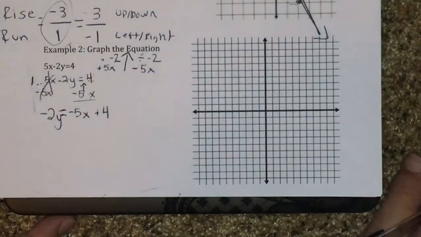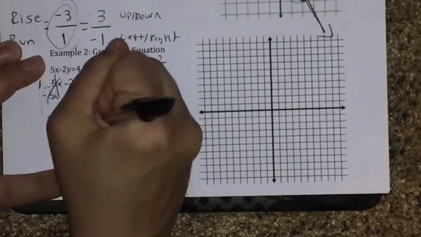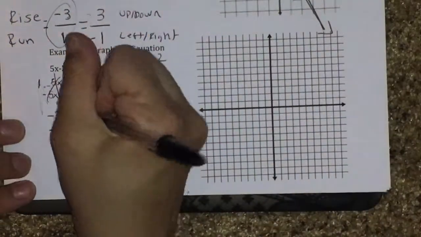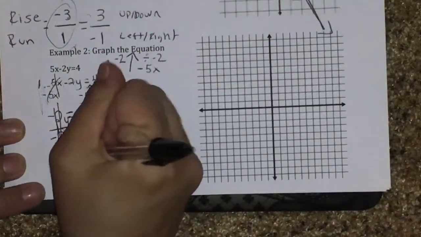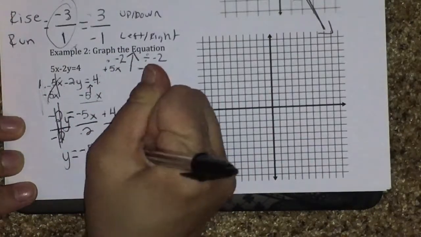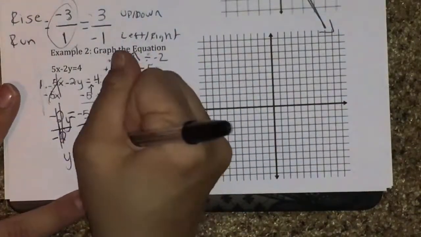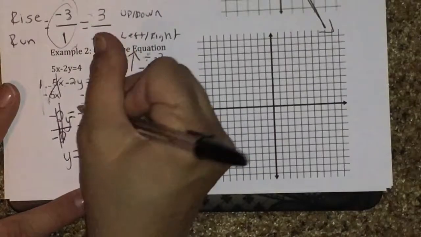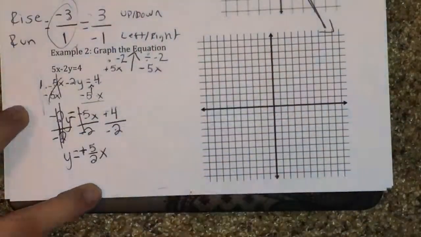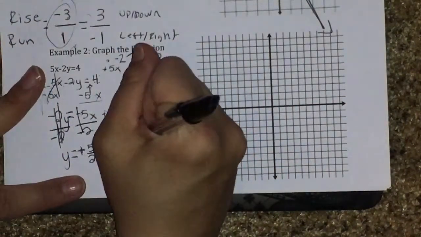Then from here, instead of multiplying by -2, I need to divide every single thing by -2. This cancels, and we get y is equal to -5 halves x. Actually, this becomes a positive 5 halves x, right? Because negative divided by negative. Plus 4 divided by -2. Well, 4 divided by -2, it's a positive divided by a negative, so it's going to be -2.